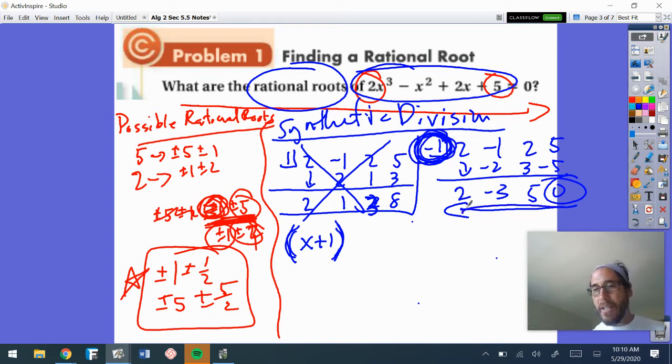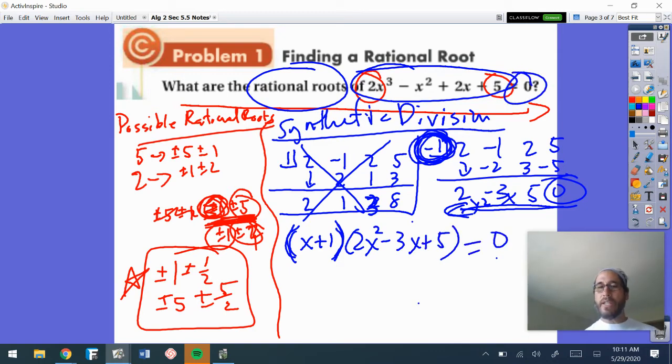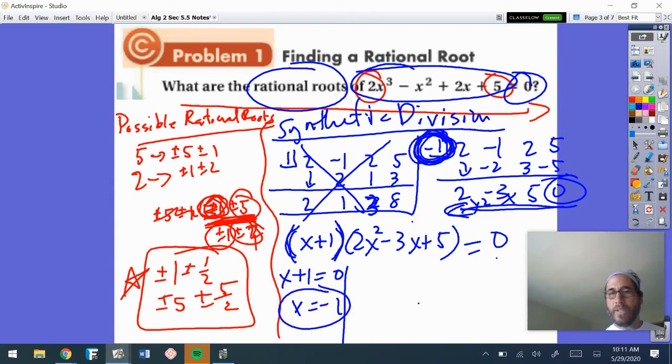And then this here would mean it'd be a 5, and then that'd be an x, and then that would be an x squared. So it'd be 2x squared minus 3x plus 5. And remember, what we're really trying to do is find out when it's equal to 0. Okay, so this first guy's done. That's nice and easy. But I don't really have to do this because I already verified it was a 0 when I did my synthetic division. But I do have to do this piece right here.